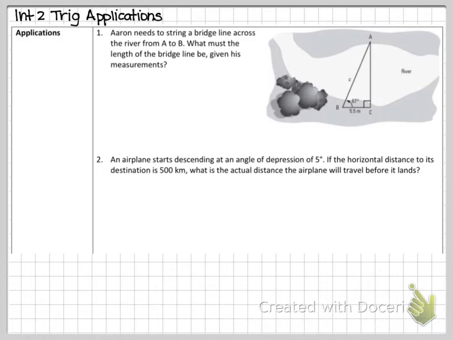Okay, so we know that Aaron needs to string a bridge line across the river from point A to point B. If we take a look at the picture, we've got point A to point B. I'm going to go ahead and put that in green. That's what we're looking for. Looks like it's already been identified as lowercase c. What must be the length of the bridge line given his measurements?